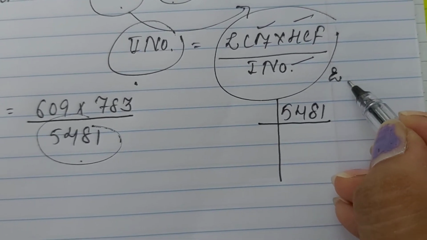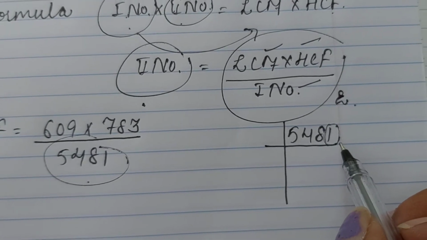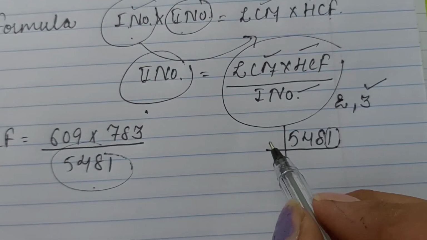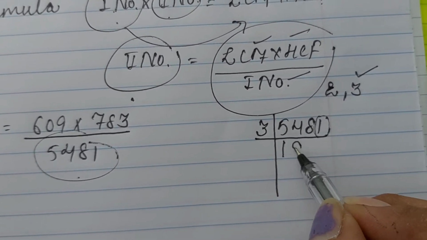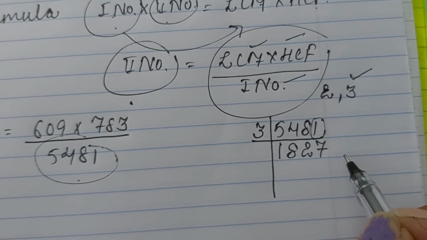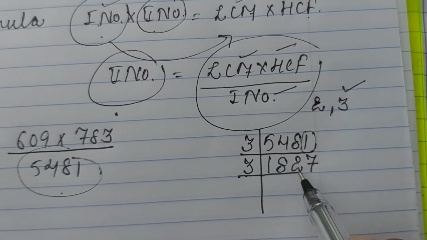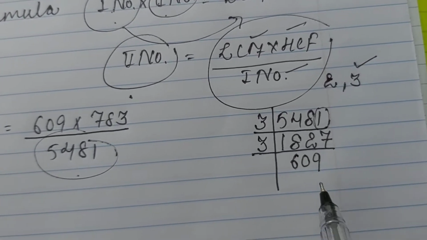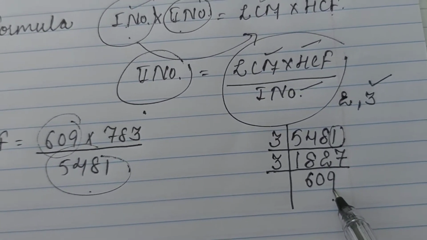You will write it on one side and try to divide it on prime numbers. As first prime number is 2, but this term is an odd number. So we will take second prime number 3. Try to divide this term on 3. You will get quotient 1827. Now again it can be divided on table of 3. You will get here 609. Now see beta, 609 is already present here. So you will stop here.